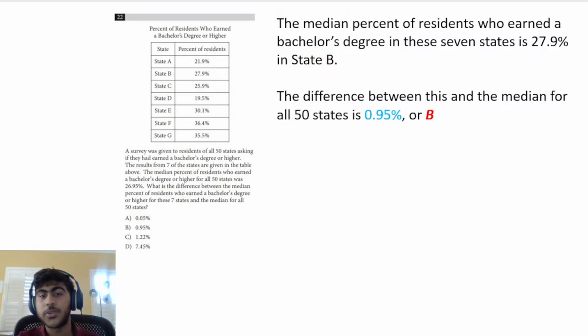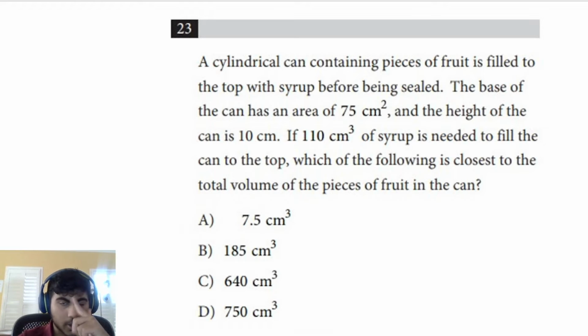The first thing we've got to do is find the median of the 7 states. That's going to be state B. We get that by crossing out the 3 on each side and finding the middle. That's going to be 27.9%. The difference between this and the median for all 50 states, the 26.95%, is going to be 0.95%, or answer choice B. Let's keep going.